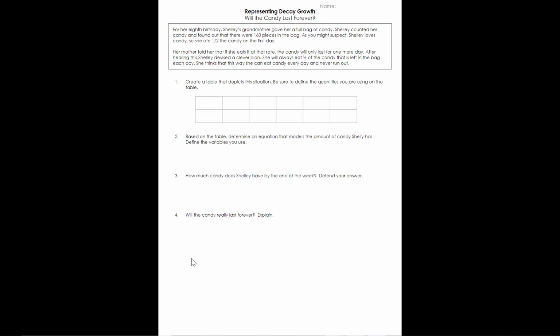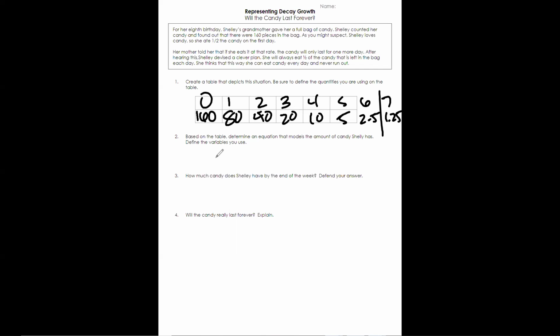So on day 0, how many candies does she have? 160. On the next day, how many does she have? Because we're eating half, right? On the next day, how much do you have? Next day, next day, 2.5, next day. Okay, so after 7 days, Shelly's going to have 1.25 candies, right?